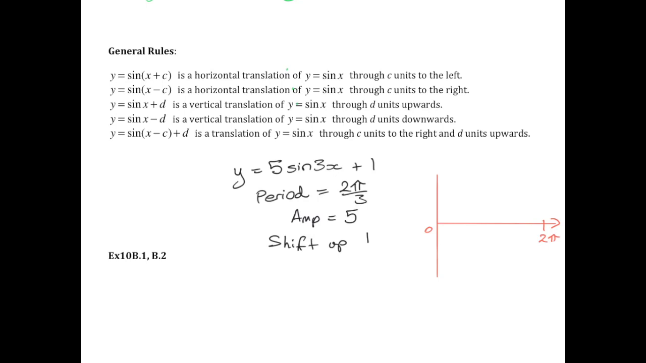Then, if my period is 2 pi on 3, our usual first point is pi on 2. What's pi on 2 divided by 3? See how I divided the period by 3? I'm now going to divide everything by 3. So what's pi on 2 divided by 3? Thank you, pi on 6.